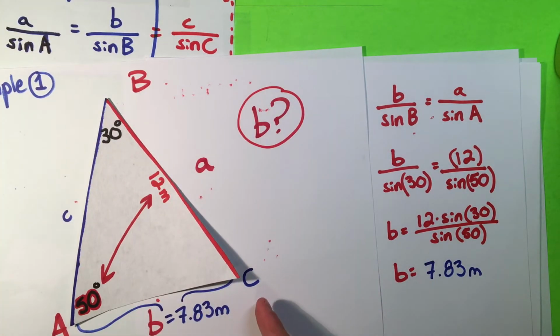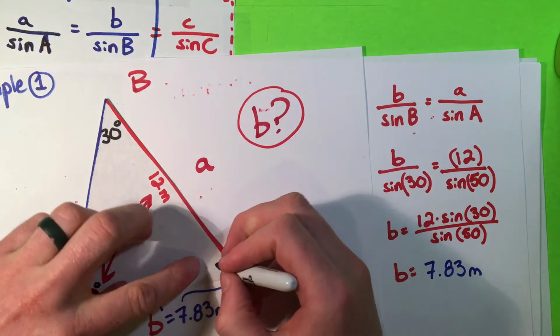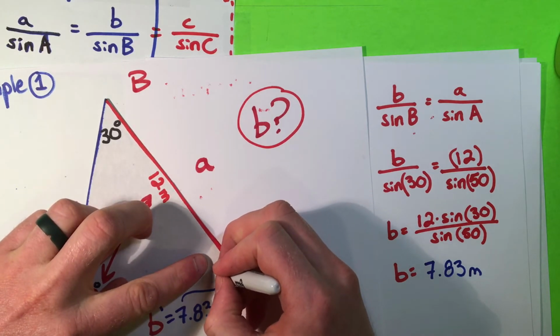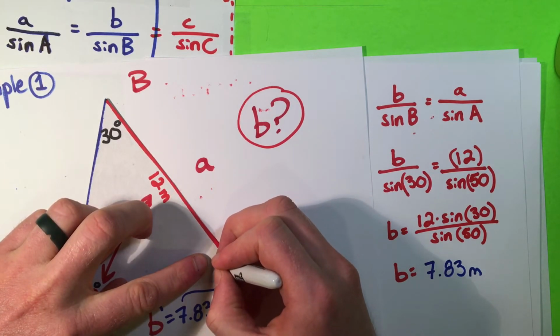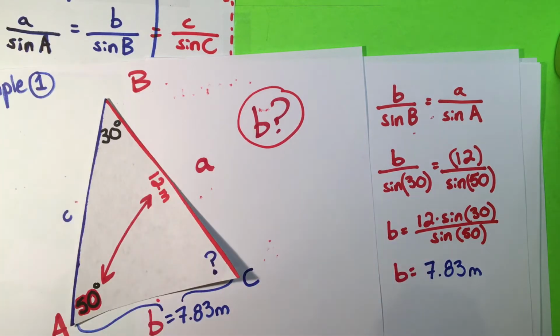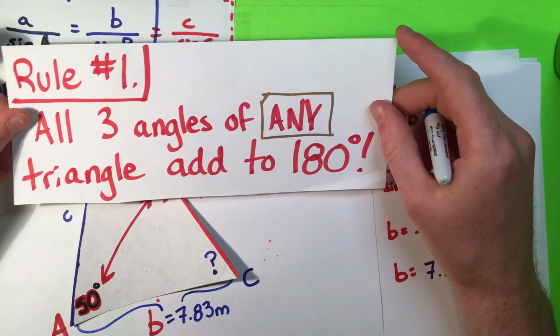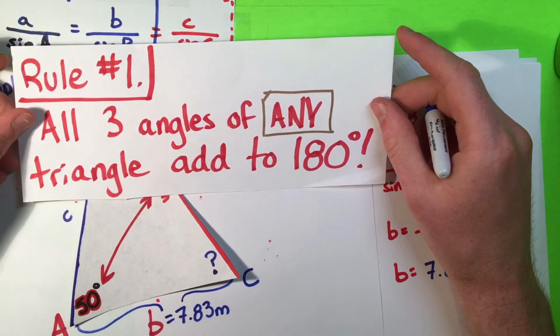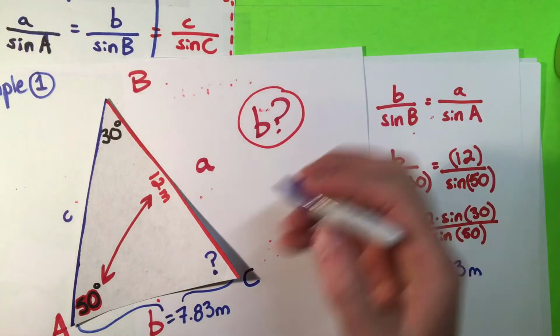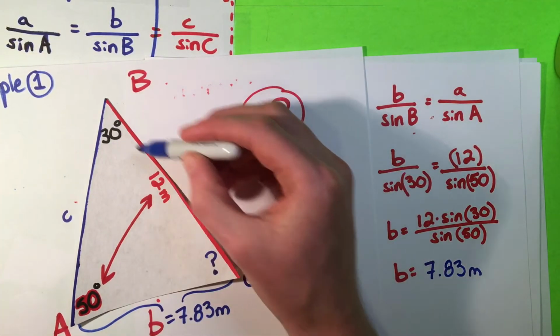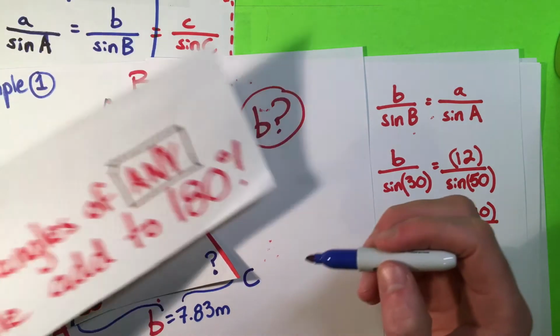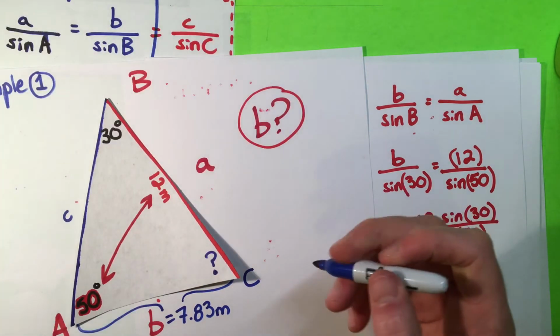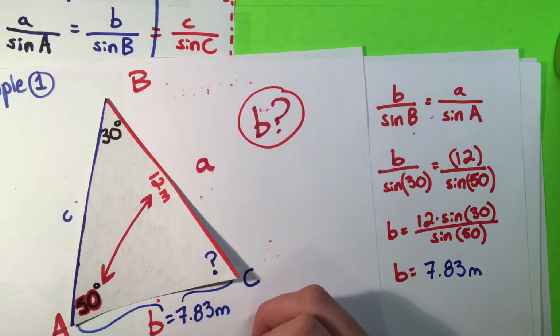Some questions ask you just to come up with the side length and then you're done. Sometimes they ask you to solve the triangle, which means come up with the other two lengths as well, the big C and the little c. So how do we do that? Well, I'm going to show you this important rule number 1 to do with all trigonometry: all three angles of any triangle will always add to 180 degrees. This is a really important piece of information. You usually always try to do this if you can.